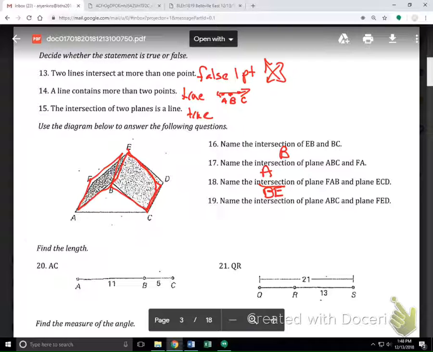Last but not least, we have number 19. Name the intersection of the plane ABC and the plane FED. So we know plane ABC is the front face plane that we're seeing. So we have it here. But where is plane EFD? It's the complete opposite side, right? So where do they intersect? They don't. The answer is no. Don't intersect.